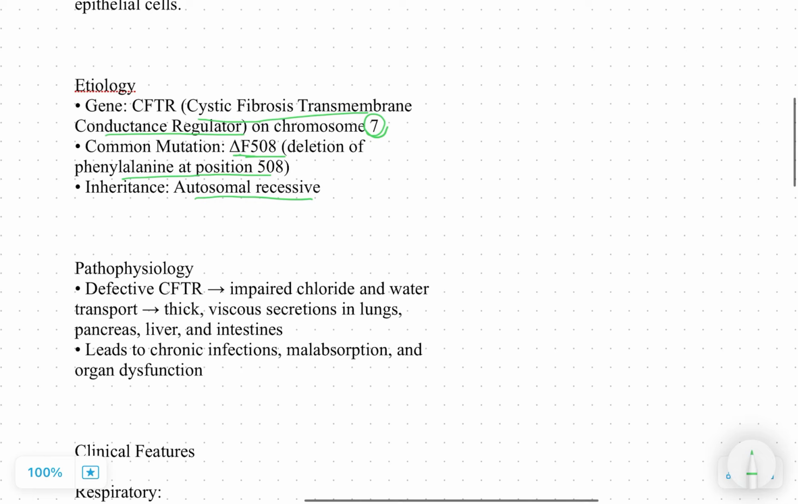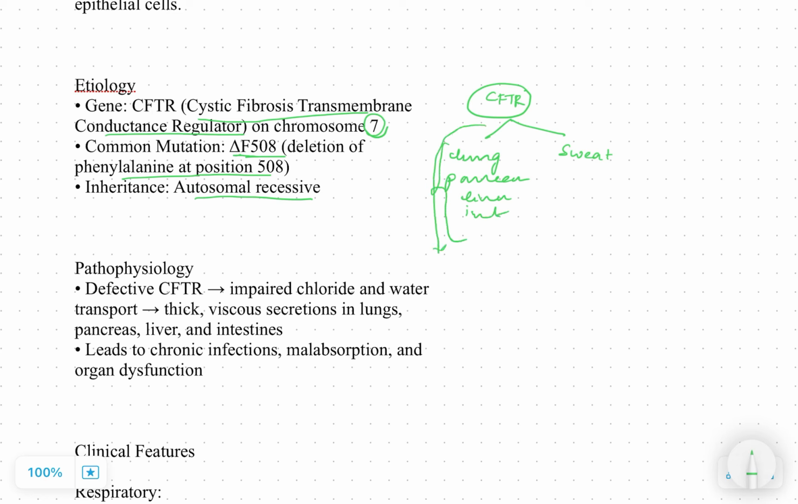Here the pathophysiology is that the main defective thing is CFTR. It functions differently in different areas. In sweat glands, the function is very different from other organs like the lung, pancreas, liver and intestines. In all these other organs, CFTR acts as a chloride transporter. Chloride ions are transported, and sodium and water also follow this chloride, so there will be watery thin secretions.